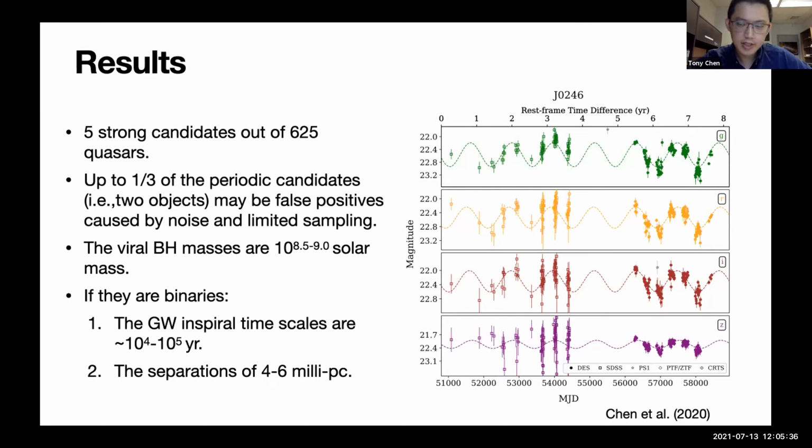And because our candidates are all spectroscopically confirmed, we can use their single epoch emission lines to estimate their black hole mass, and they are around 10 to the 8.5 to 10 to the 9 solar mass. And if they are binary, their gravitational wave inspiral times are around 10 to the 4 to 10 to the 5 years, and the separation is around 4 to 6 milliparsec, which is very small. So we can even resolve them with VLBI.